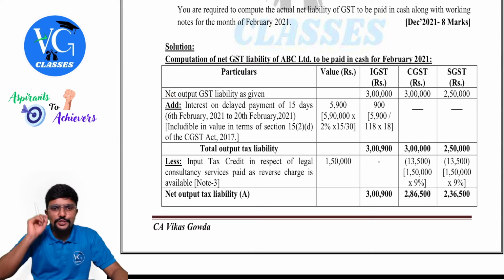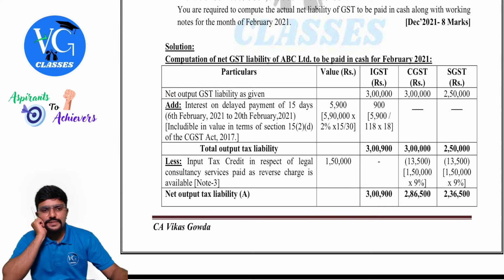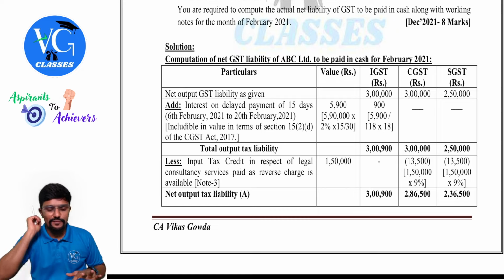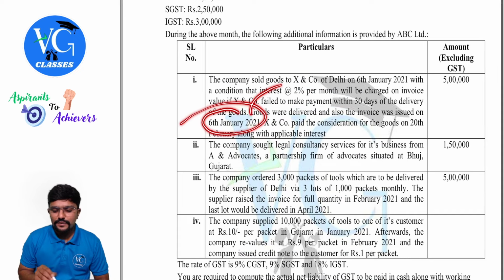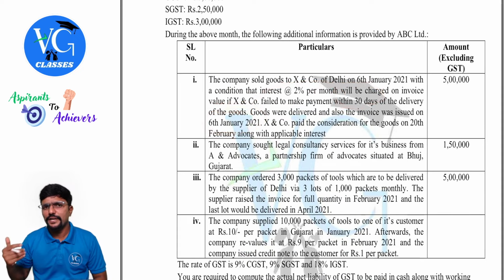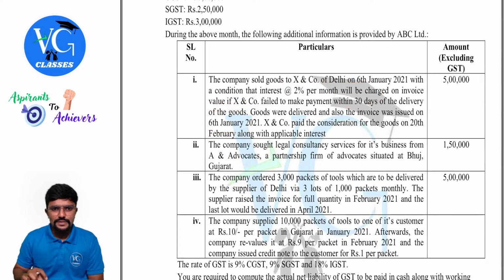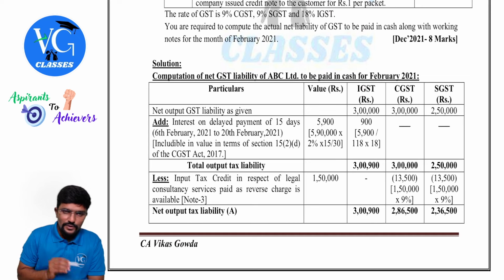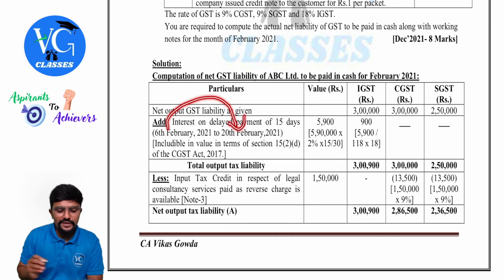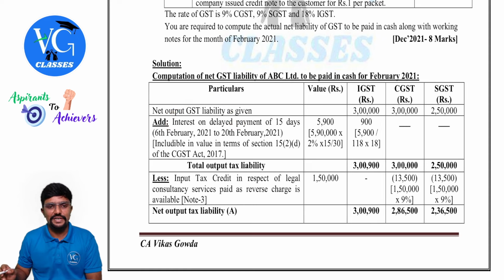Yes. Interest on delayed payment of 15 days. 6th February was the due date, but payment is made on 20th February, guys. The actual transaction happened on 6th January. 30 days time was given, which will end on 6th February. No, actually it will end on 5th February because January has 31 days. So it will end on 5th February, but payment is not made. So from 6th February to 20th February, interest would be counted, guys.